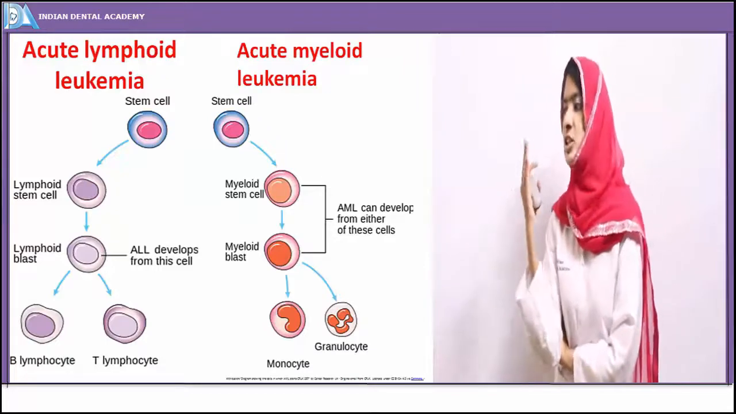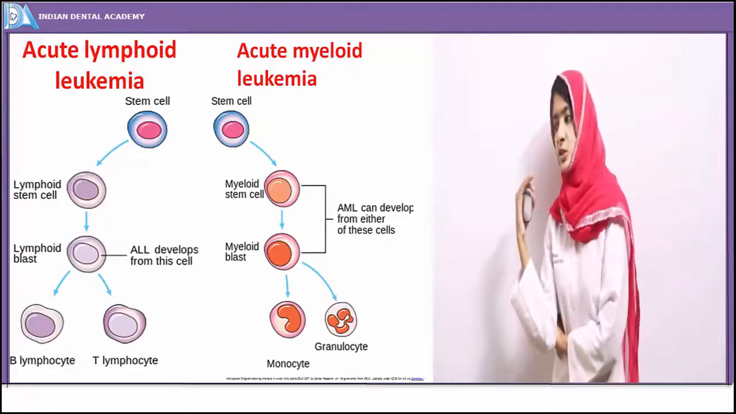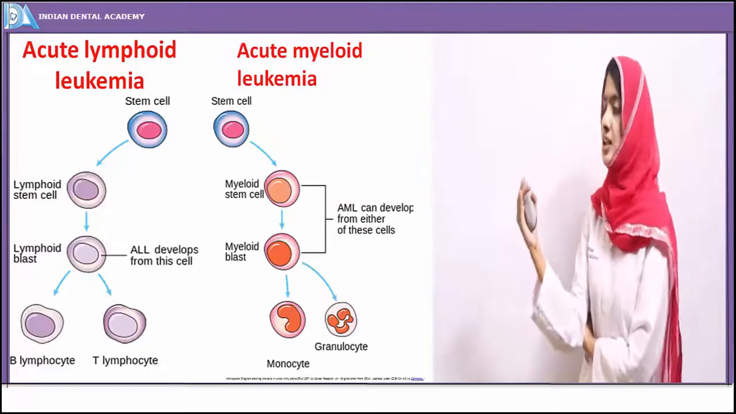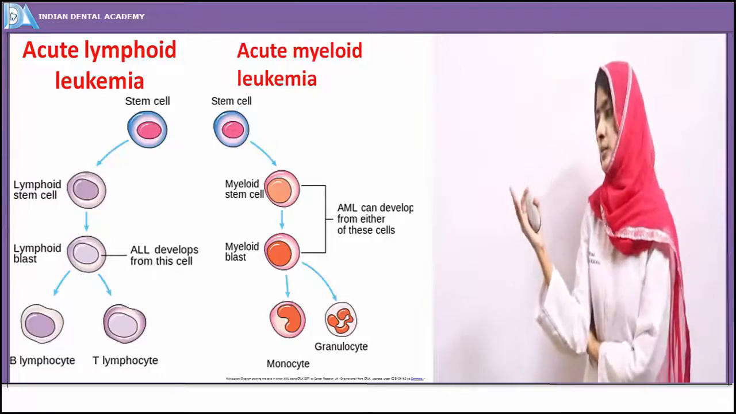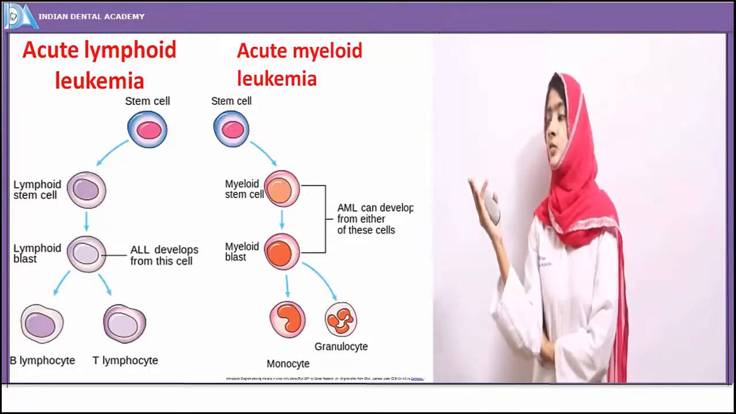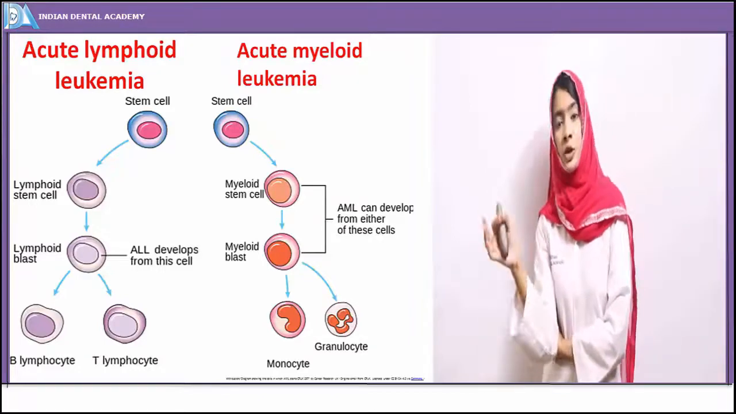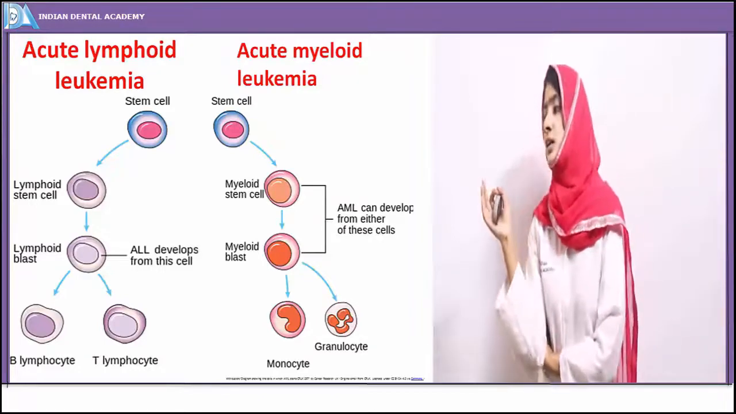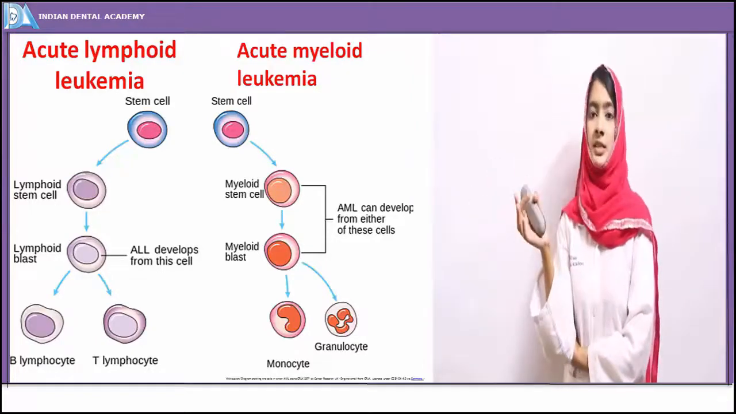Okay, it differentiates into the lymphoid stem cells. So these lymphoid stem cells then give rise to lymphoblasts. This lymphoblast normally differentiates into B lymphocyte and T lymphocyte. In leukemia, the lymphoid blast cell is affected. So there is increased production of lymphoblast cells. So the acute lymphoid leukemia develops from lymphoblast cells.